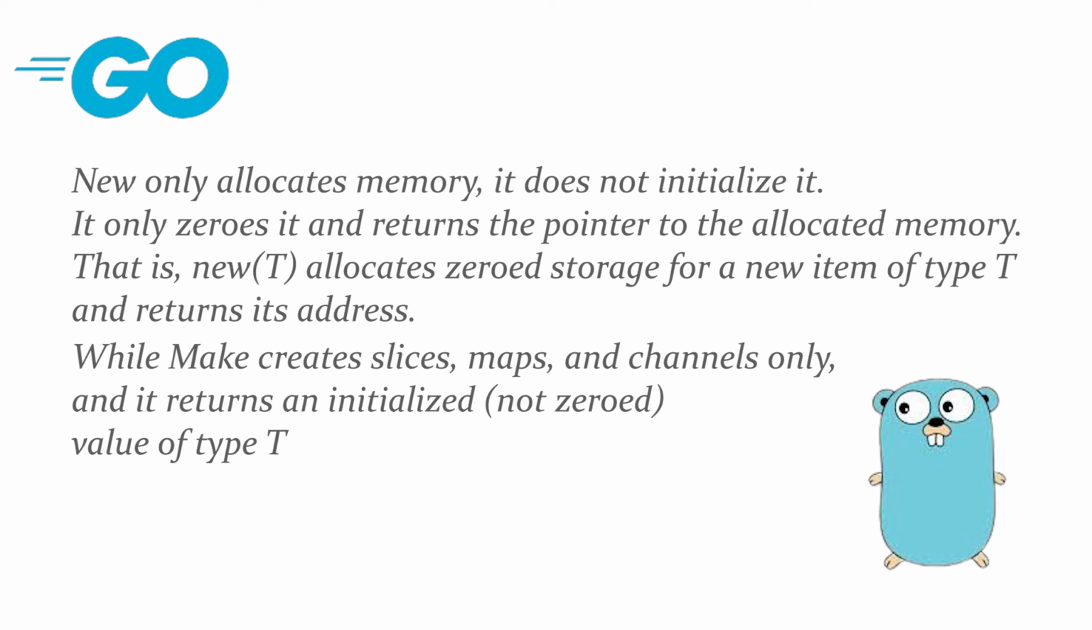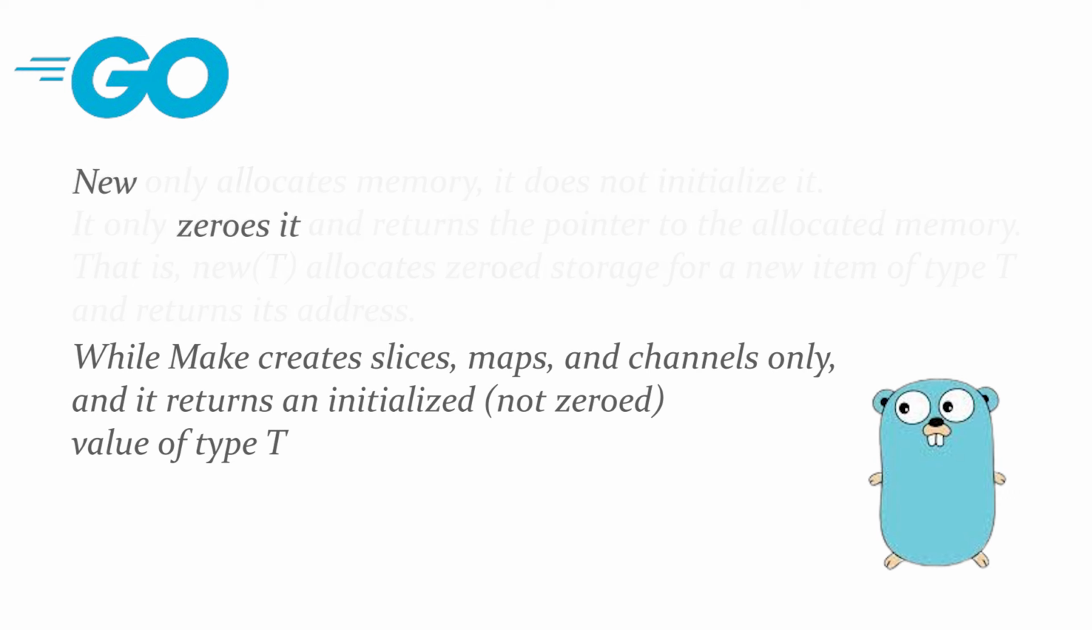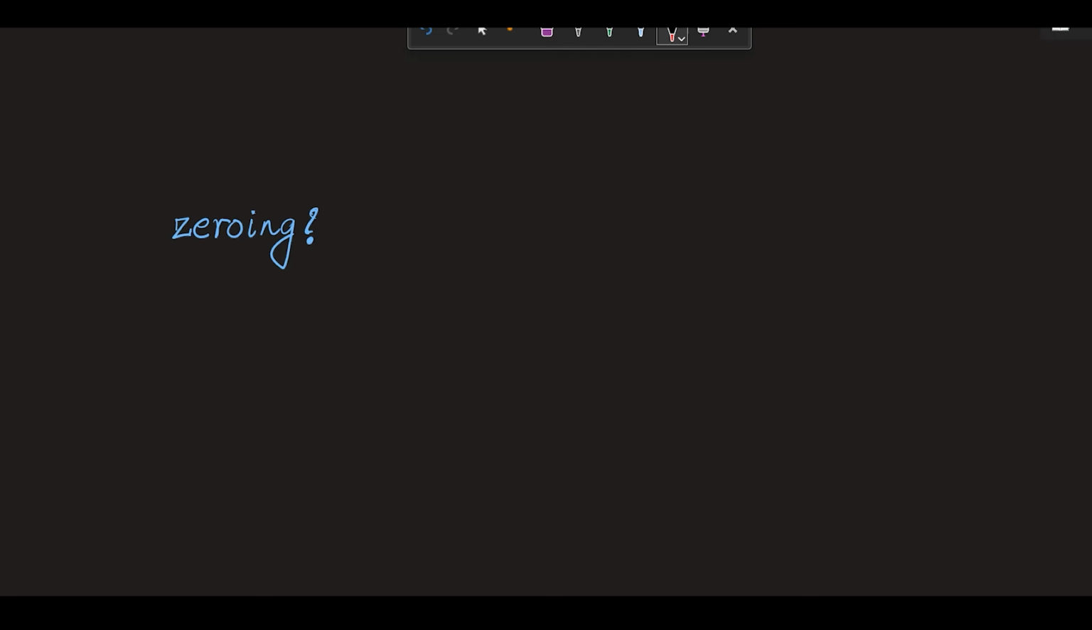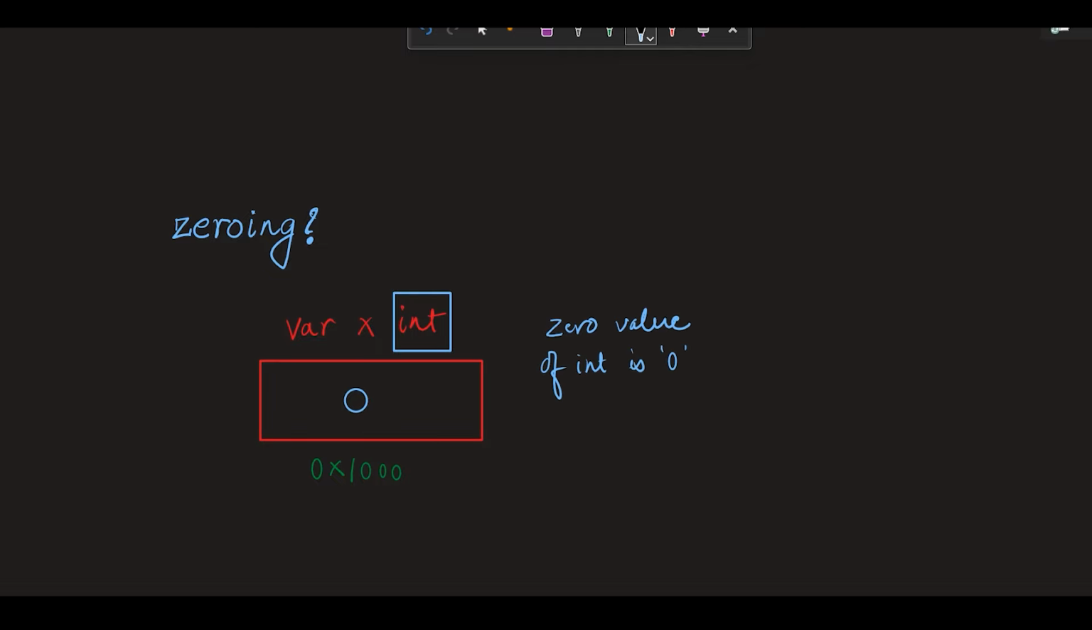Now, to understand these two definitions, we need to understand what it means to zero memory in the case of new and to return an initialized value in the case of make. What is zeroing? Zeroing refers to the process of setting the newly allocated space or memory for a type to its zero value. The zero value is determined by the type T in question.